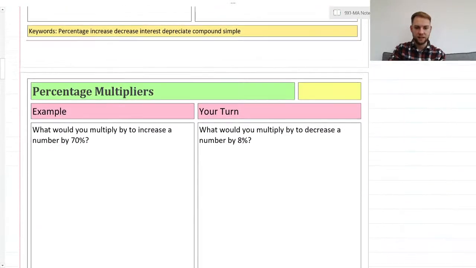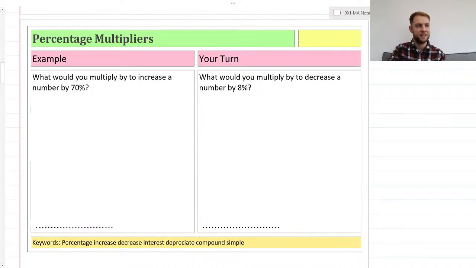Okay, let's have a go at these next two. Now this one here is a little bit different. We definitely need to get both of these down. So example 1 and example 2. These ones here are where we get a little bit trickier. So definitely write this one down. What would you multiply by to increase a number by 70%? So what would I multiply a number by to increase a number by 70%?